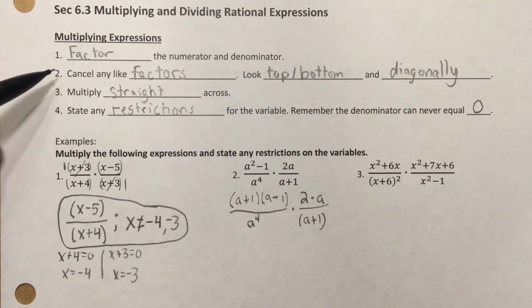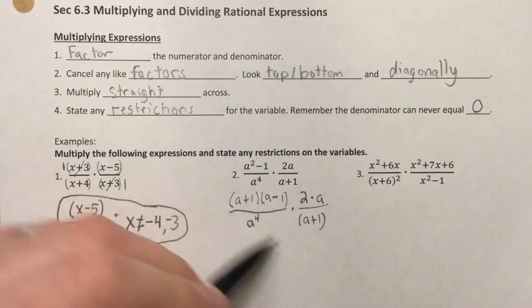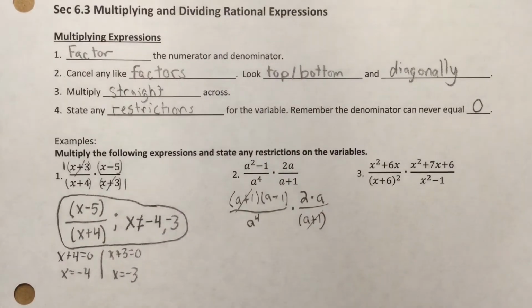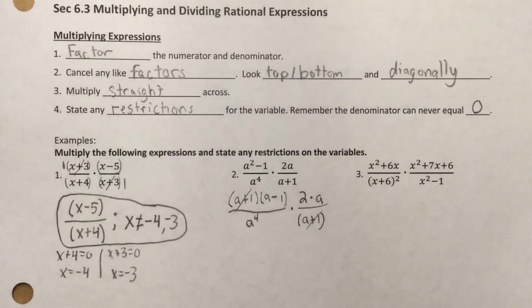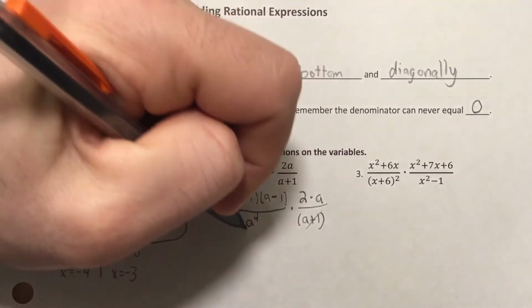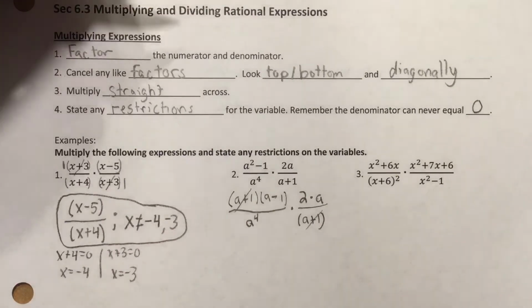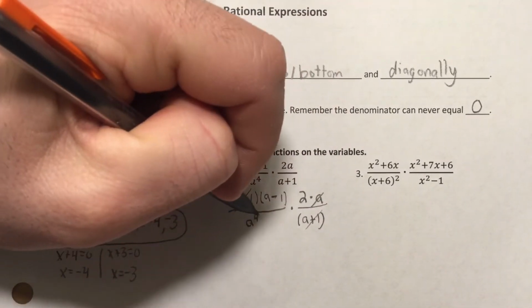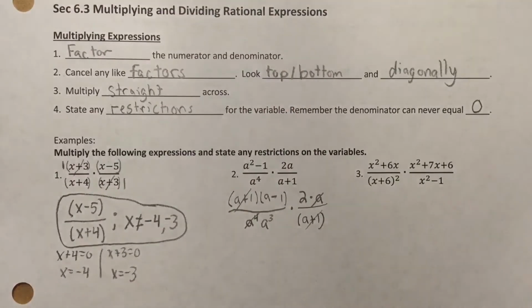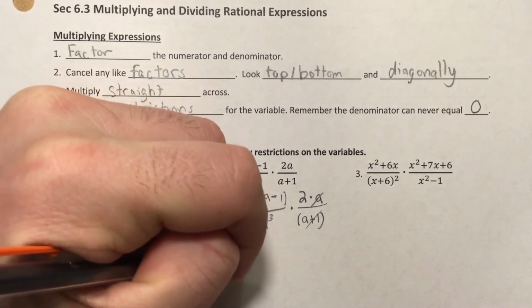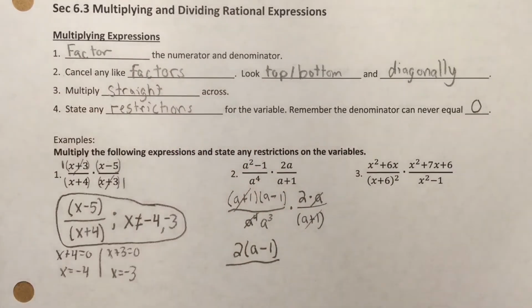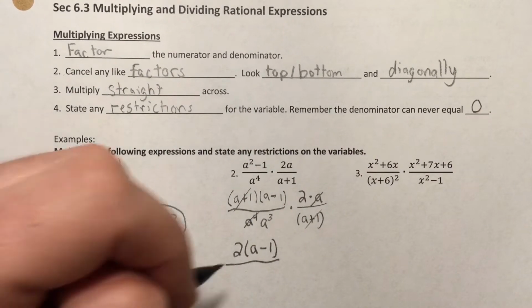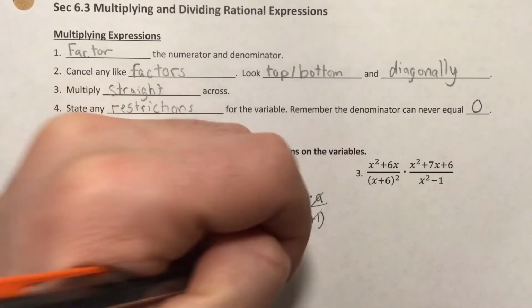So now as I look to cancel top, bottom, or diagonally, I have an a plus 1 and an a plus 1. Top, bottom, I don't have anything, but diagonally this way, I have an a and an a to the 4th. Remember, that means there's one a up top, but a times itself 4 times on the bottom. So I'm going to get this a to cancel with one of the a's down here. So I'm left with a to the 3rd after that a on the top cancels. Now, as I multiply straight across, I have 2 times a minus 1, and I'm not going to distribute that. I'm just going to leave it in factored form. We're always going to leave everything factored here. And the only thing left on the denominator is a to the 3rd.